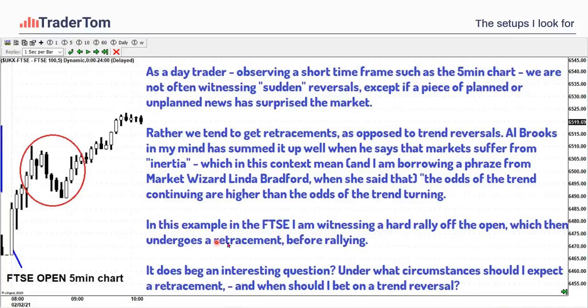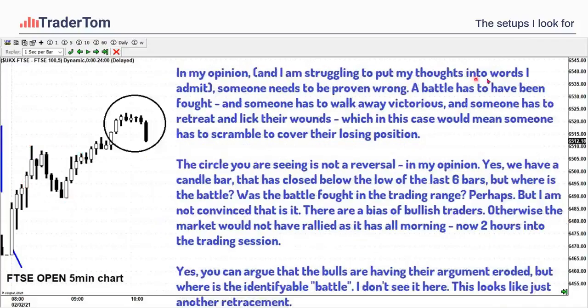And so, in my opinion, and I'm struggling to put my thoughts into words, I admit, someone needs to be proven wrong. A battle has to be fought, and someone has to walk away victorious, and someone has to retreat and lick their wounds, which in this case would mean someone has to scramble to cover their losing position. The circle you're seeing is not a reversal, in my opinion. Yes, we have a candle bar that has closed below the low of the last 6 bars, which is this one here. But where's the battle? Was the battle fought in the trading range here?